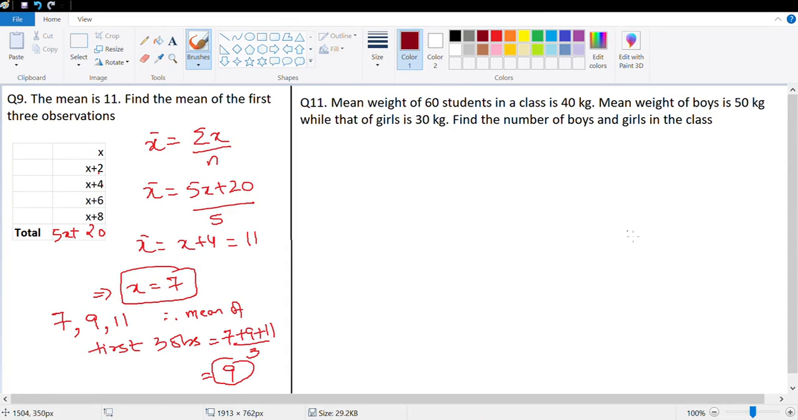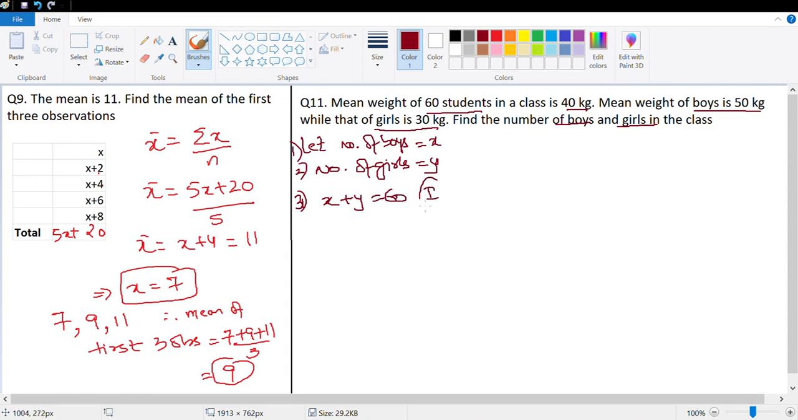Let's look at question number 11. It says mean weight of 60 students in a class is 40 kilogram. So there are a total of 60 students. Mean weight of boys is 50 kilogram. Mean weight of girls is 30 kilogram. Find the number of boys and number of girls. Let number of boys be equal to x and number of girls be equal to y. So one thing which we know already is x plus y is equal to 60. That's an equation that we know. So total number of students is 60, and we've been able to get the first equation.